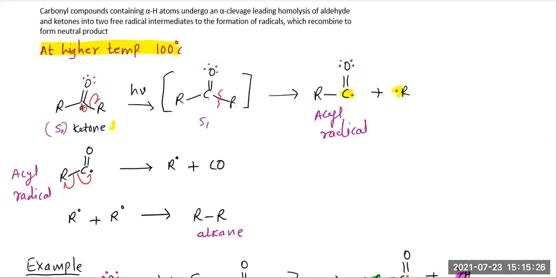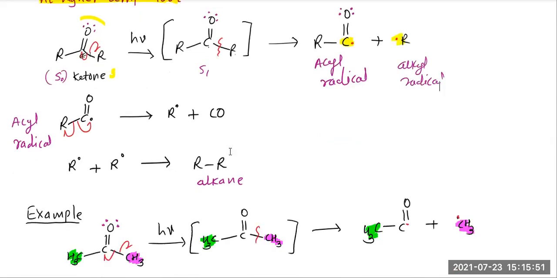So this is the first step. When we use high temperature, a particular ketone carbonyl group is irradiated with UV light. It forms an acyl radical, and the second one is an alkyl radical. This is the alkyl radical. Now in the second step, this acyl radical again undergoes homolytic cleavage.